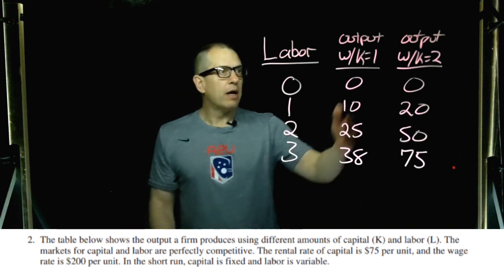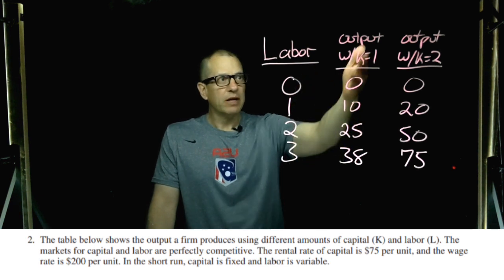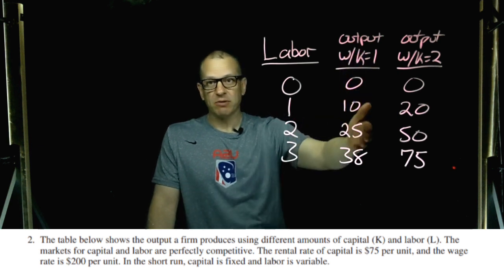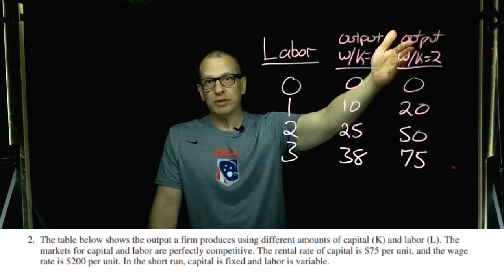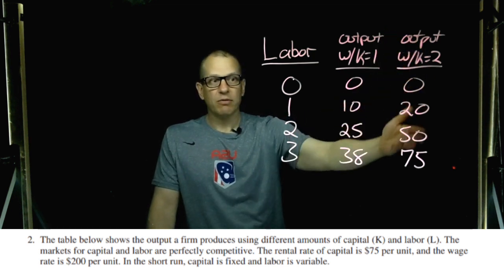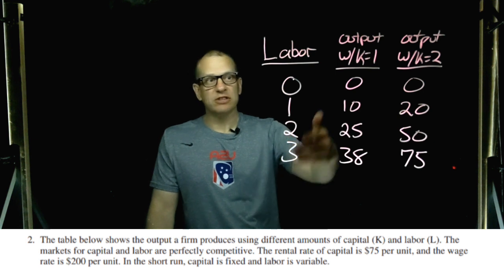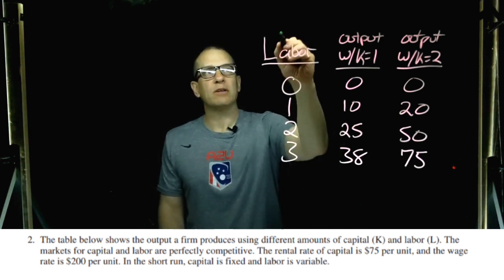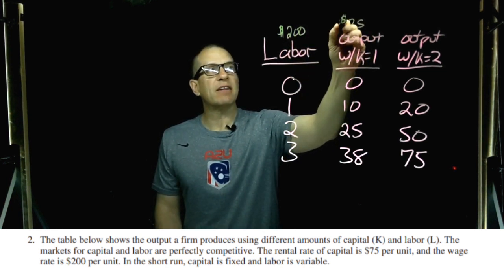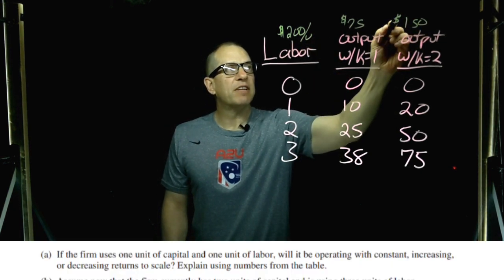As we check this out, I want you to understand that this output related to the labor is 1 unit of capital, which costs $75 for that unit, and it stays fixed throughout all production levels. When we go to 2 units of capital, that's 75 times 2, $150 fixed through all output levels. The one that changes is the labor, and each labor is a $200 cost. So I'm just going to write that up here: that's a $200 cost per unit of labor, this is a $75 fixed cost, and this is a $150 fixed cost here.